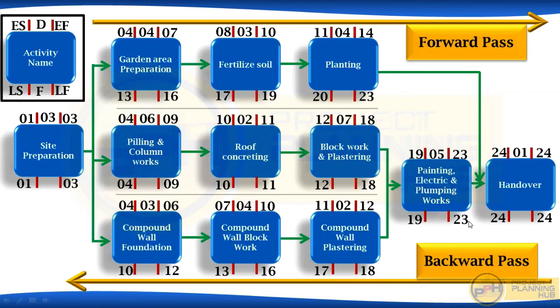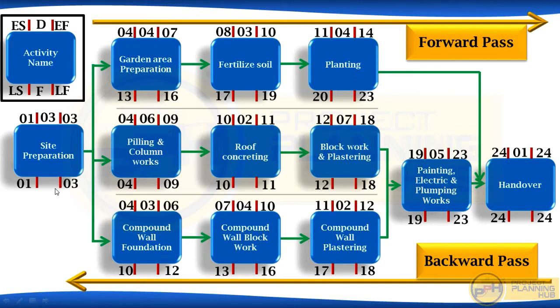Before going to the difference between early and late dates, we have one more field for filling. This one. It's called float. Now, float is the difference between early and late dates. Either early start and late start or early finish and late finish. Both will give same answer only. So for finding float, either you need to take the difference between starts, early start and late start, or take the difference between finishes, early finish and late finish.